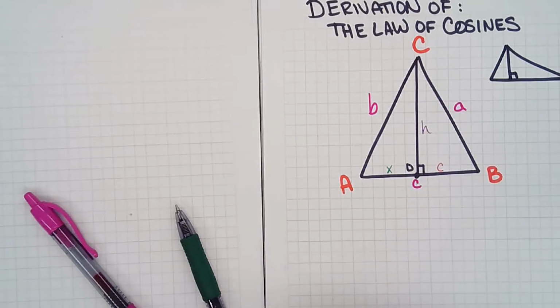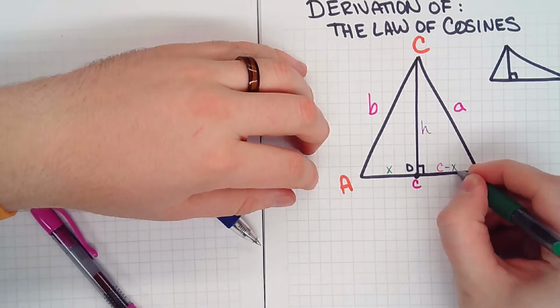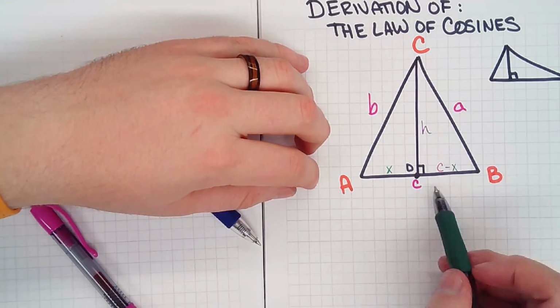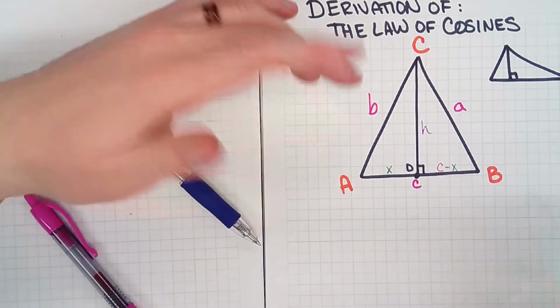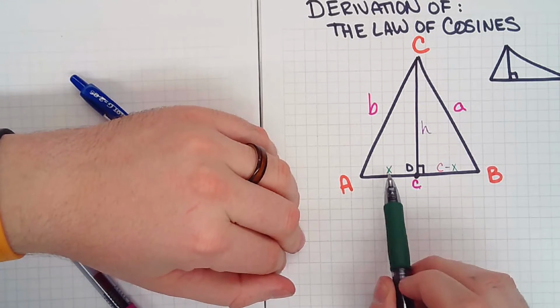And if we subtract X from C, we get this side. So I'm going to call this side C minus X. How long is this side? It's however long C minus X is. So if C was 10 and X was 6, well, if that's 6, this has to be 4.